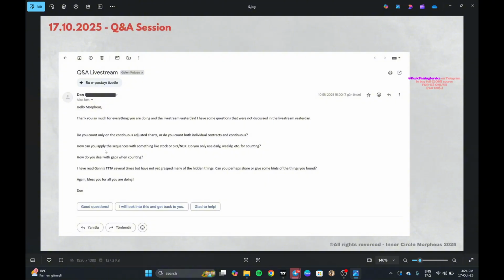How can you apply the sequences with something like stock, S&P, and Nasdaq? Do you only use daily, weekly for counting?